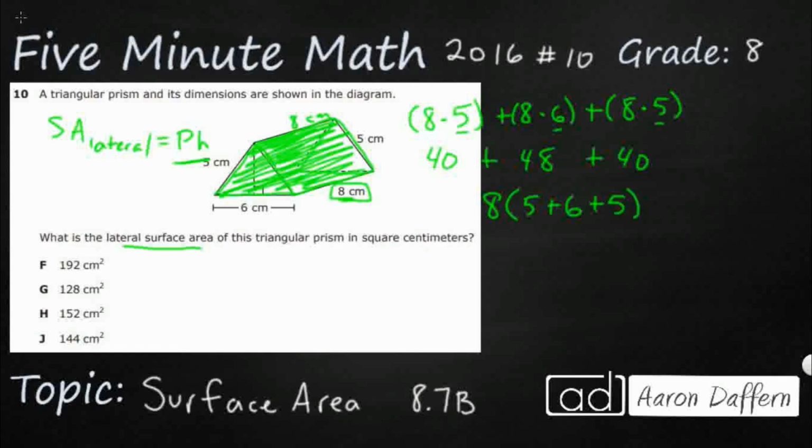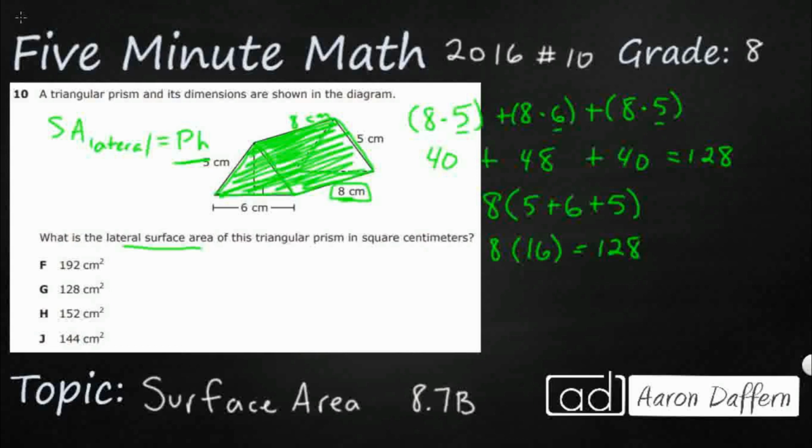Let's see if we get the same thing. So this 40 plus 48 plus 40, that's going to be 128. So I do have an answer there, G. What does this give me? 8 times, let's see, that's 5 and 5 is 10, 8 times 16. Yeah, that gets me the same thing, 128.